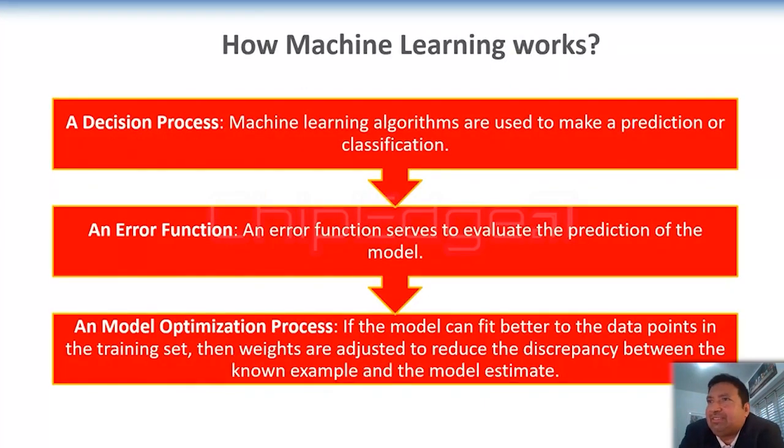How machine learning works. Machine learning algorithms are very important, right? Those from a computer science background will understand that algorithms are very important. Complex algorithms are used to make a prediction or a classification. An error function serves to evaluate the prediction of the model. Model optimization: the model can fit better to the data points. Basically, you have to make sure the model is optimized for your particular application.